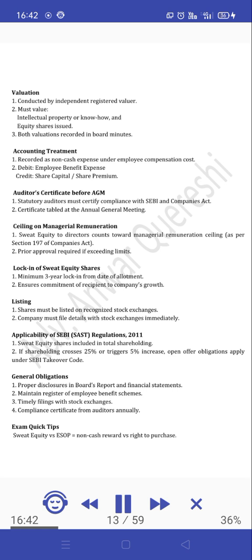Lock-in of sweat equity shares. 1. Minimum 3-year lock-in from date of allotment. 2. Ensures commitment of recipient to company's growth. Listing. 1. Shares must be listed on recognized stock exchanges. 2. Company must file details with stock exchanges immediately.